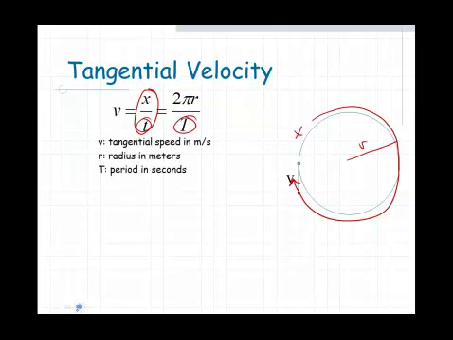So v is the tangential speed in meters per second, r is the radius in meters, and T is the period in seconds. The period is the time it takes to go around once. That takes us to the frequency equation. The frequency equation is simply 1 over the period, and the frequency's units are hertz, or 1 over seconds. The frequency is simply how many times around the circle an object goes every second.